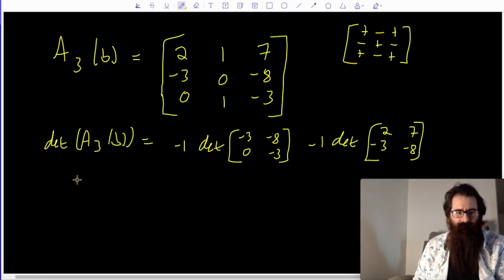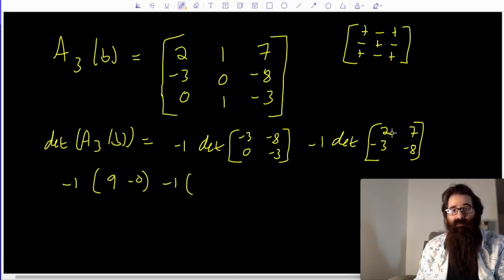Let's see what we get. So negative 1 times negative 3 times negative 3 gives me 9, and then minus 0. And then here I have negative 1 times 2 times negative 8 is negative 16. And then here I'm going to have minus a negative 21, so that's plus 21. And we can compute this.